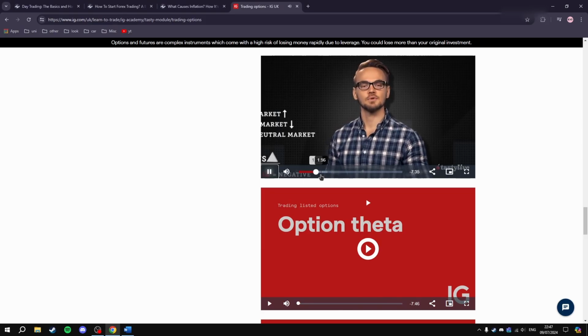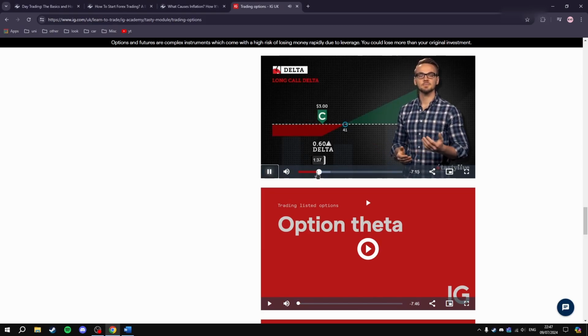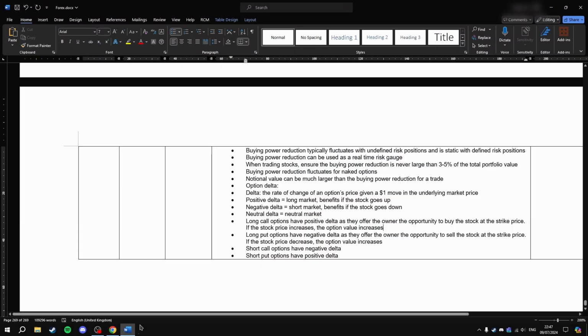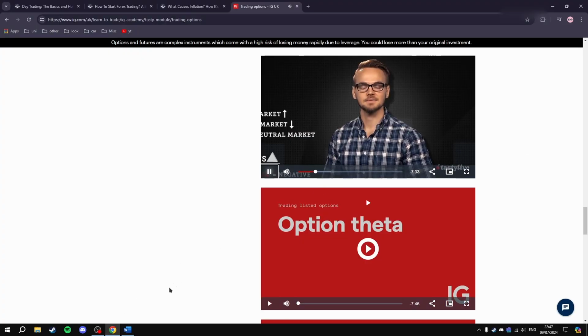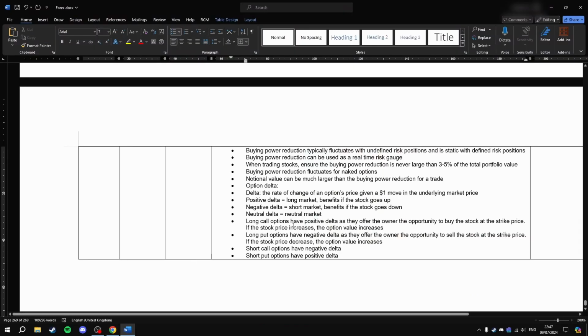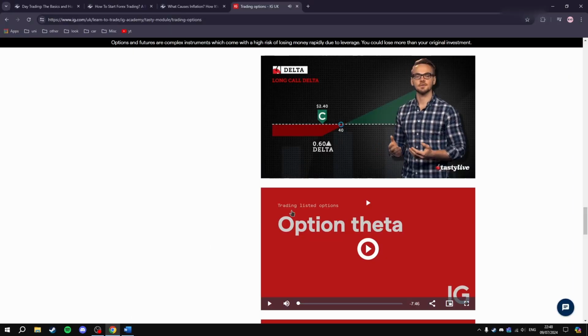Given a $1 move in the stock, the call option will increase in price, which is good for the owner, assuming all else equal. Long calls have a positive delta because they offer the owner the opportunity to buy the stock at the strike price chosen. If the stock price increases, this increases the value of the option, which is good for the owner.